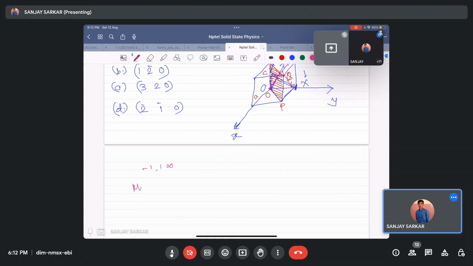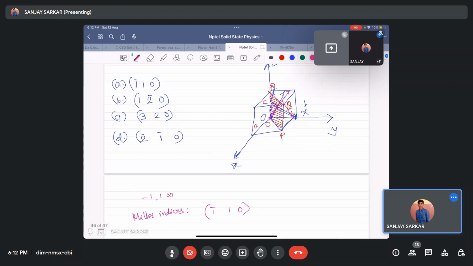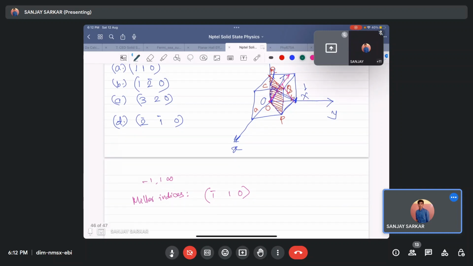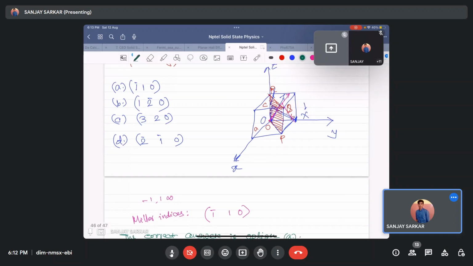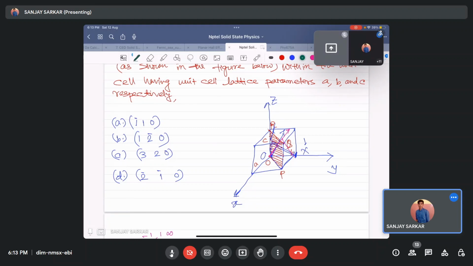So the Miller indices will be 1 bar, 1 and 0. So option A should be the correct option for this question. Yeah, option A is correct. So that's how it is done. You need to find the intercepts of the plane along each of the crystal axes.